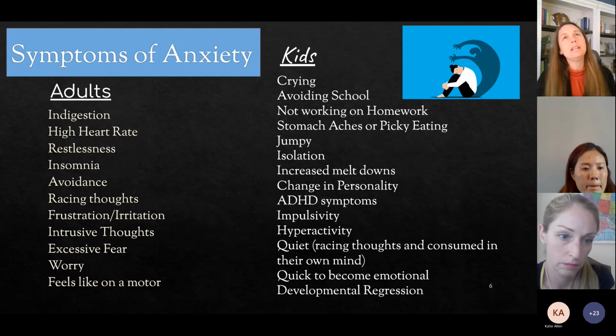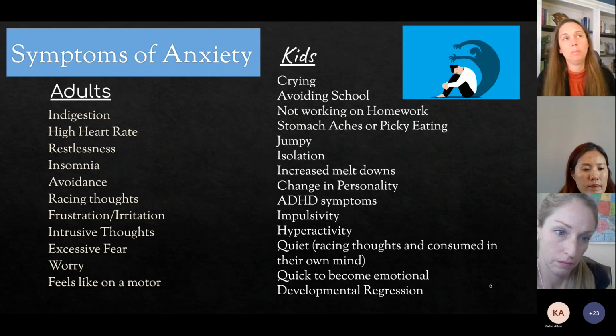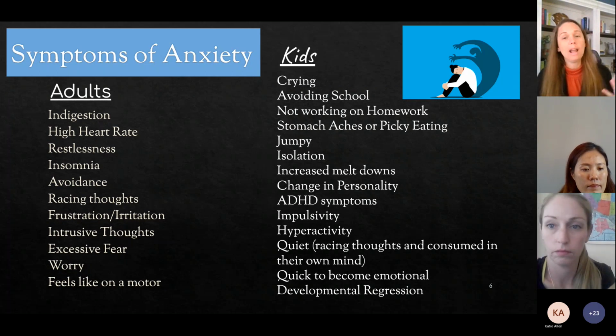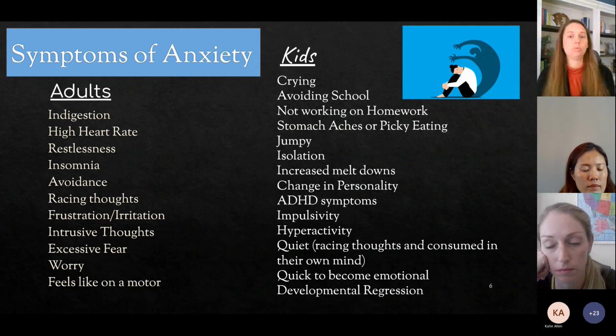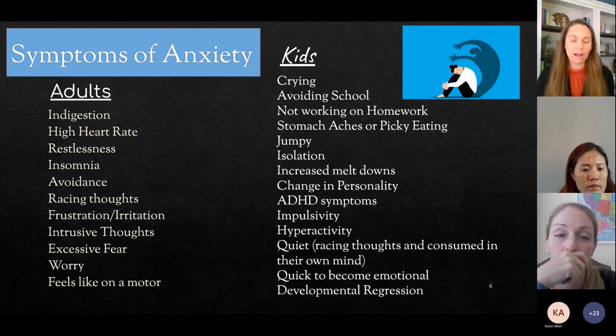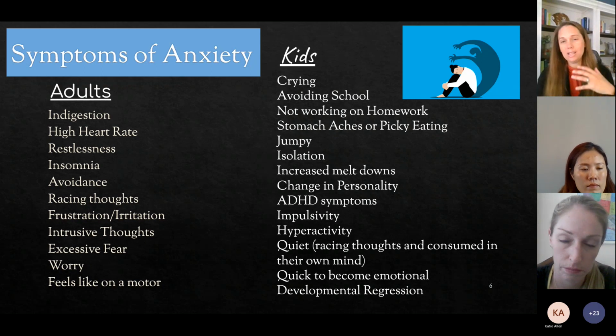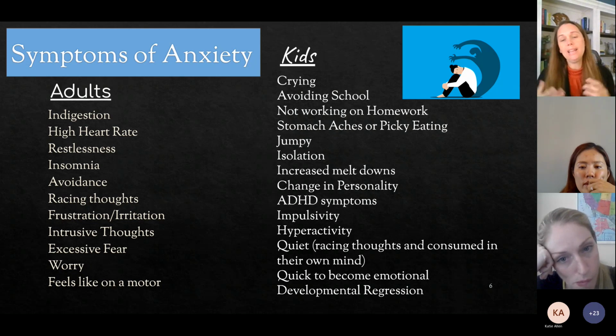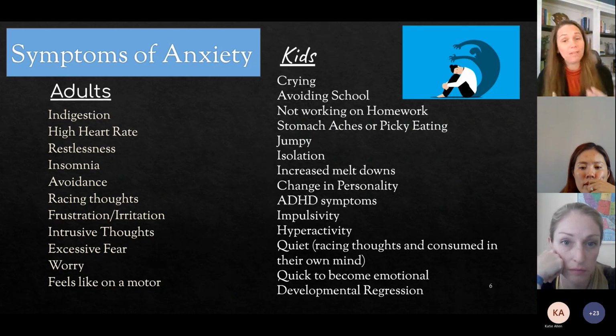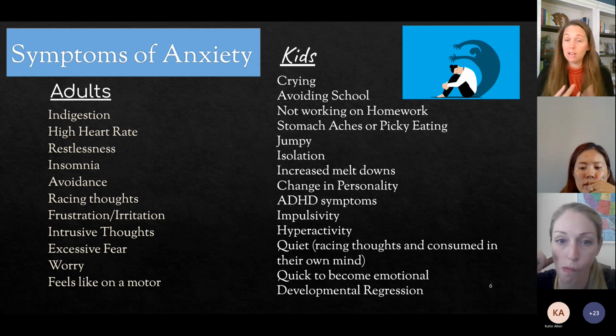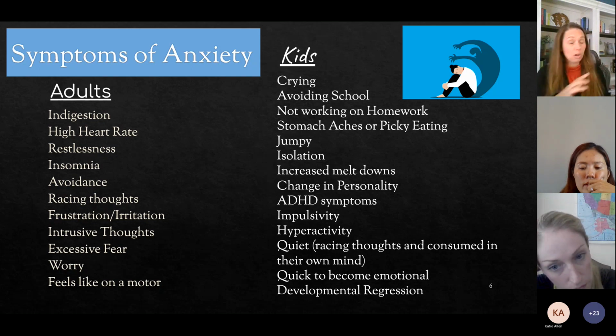Anxiety is the same process in the body, whether you're an adult or a child, but how a child acts when they're anxious is different than how we act as adults. So on the left is the adult list, and on the right you can see it kind of changes a little based on the child. And one thing that's really interesting is the ADHD symptoms. What we would think as, okay, this child has ADHD, that child may have anxiety, because a child with anxiety is more impulsive, more hyperactive, doesn't focus, is bouncing around the room. That looks a lot like ADHD.